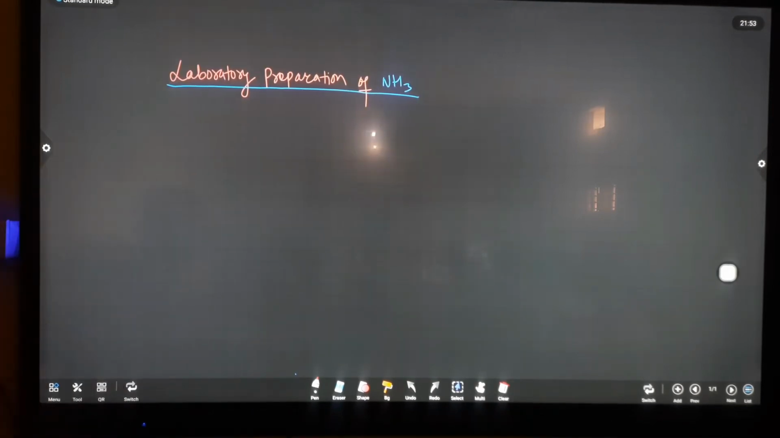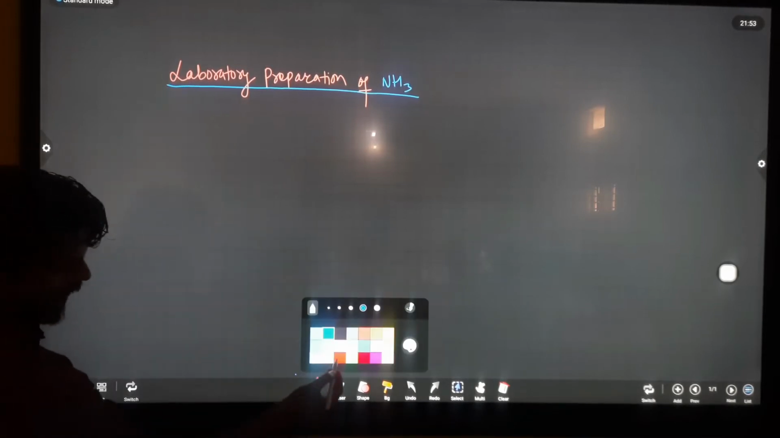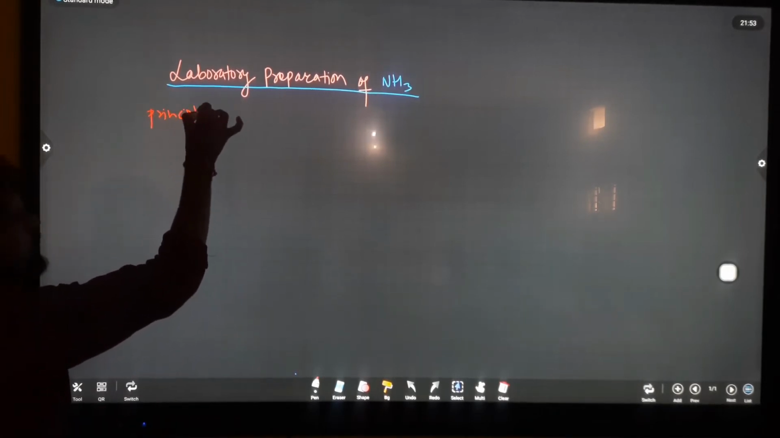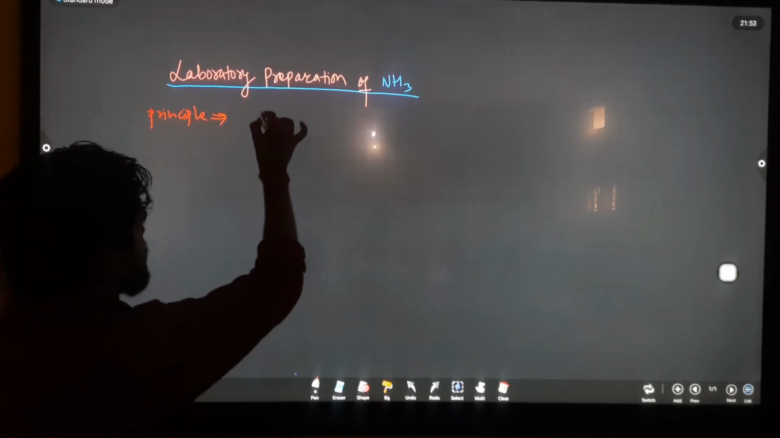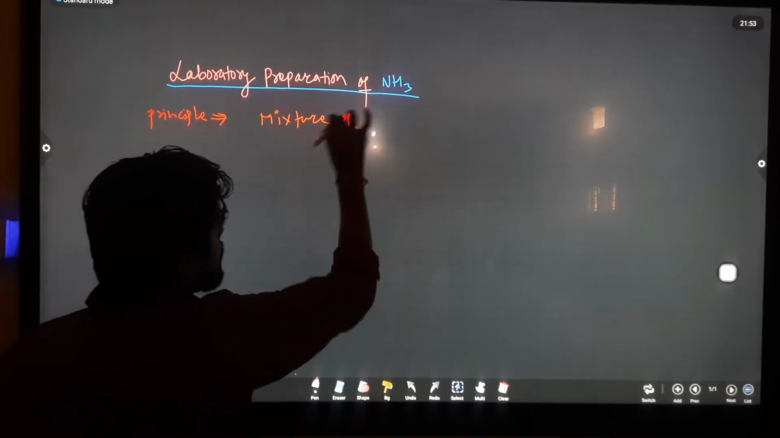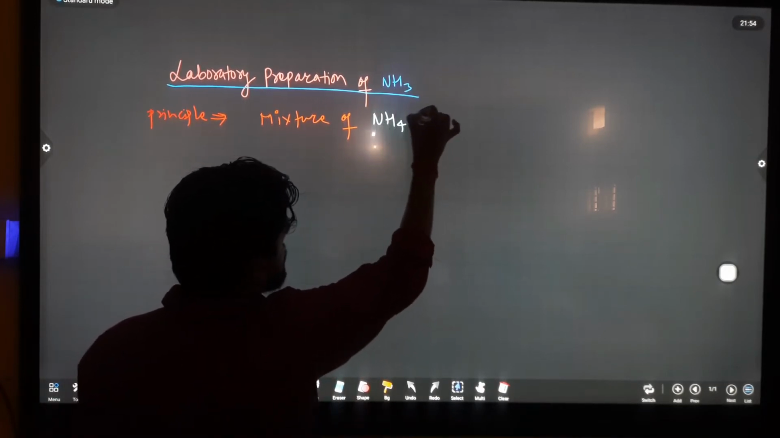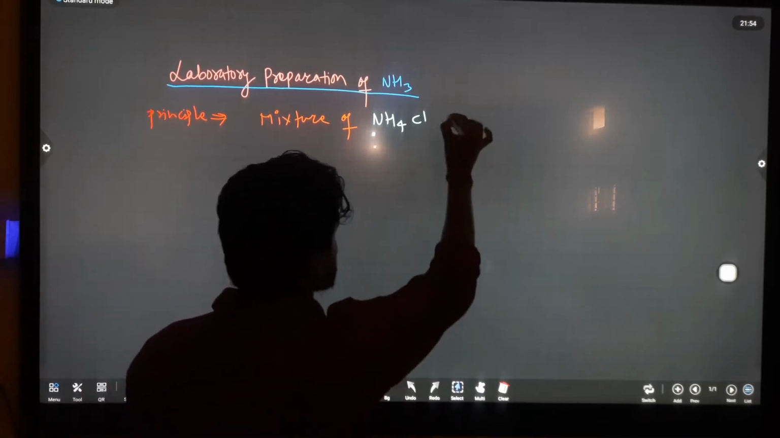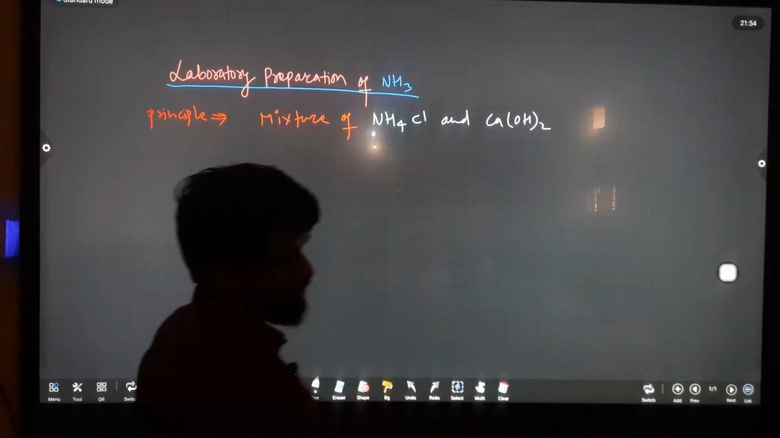Okay, next topic is lab preparation of ammonia. For lab preparation, first of all, we need the principle always. What do I have to write under principle? First of all, you have to make a mixture of ammonium chloride, NH4Cl, and calcium hydroxide. Calcium hydroxide is also called lime water.